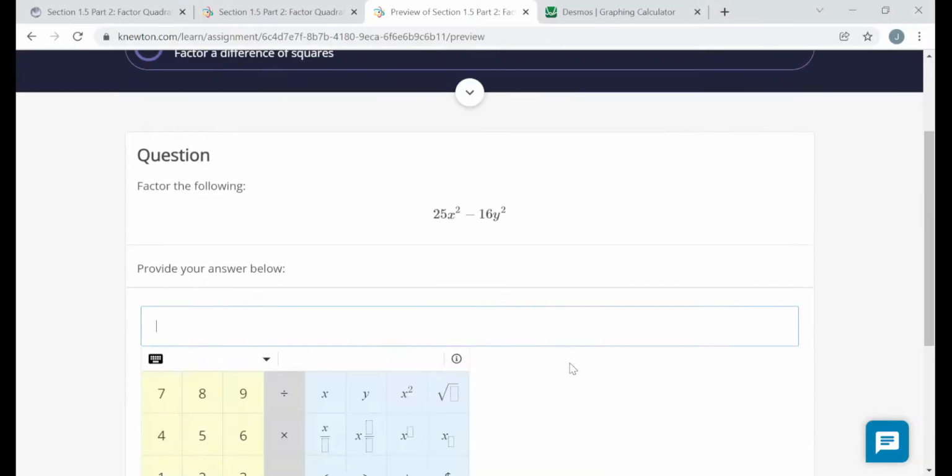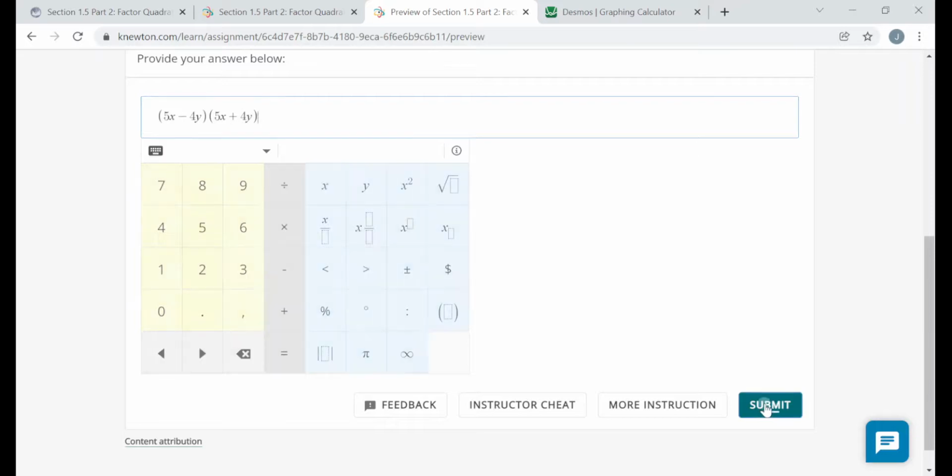Right, so I'll enter 5x minus 4y times 5x plus 4y. And that should be good, and that should be it for that objective.